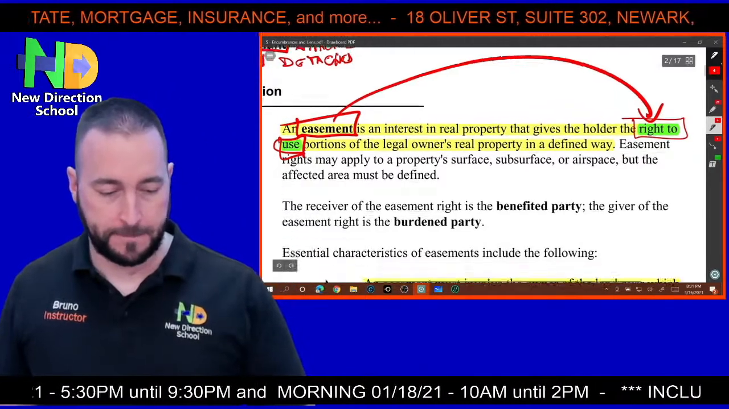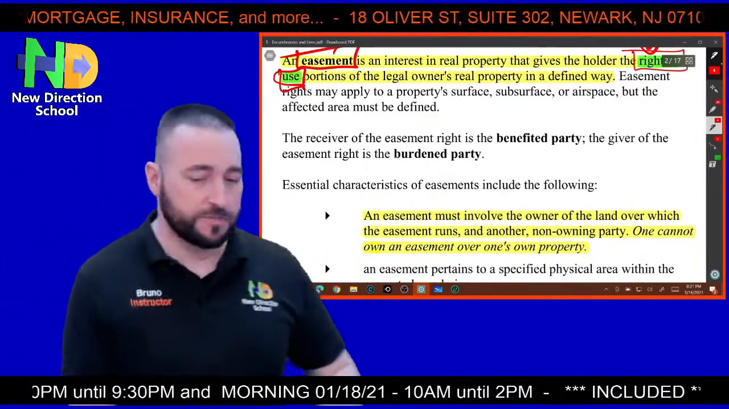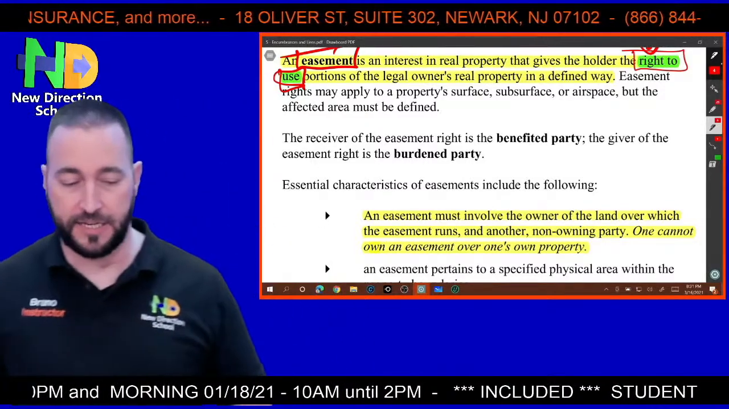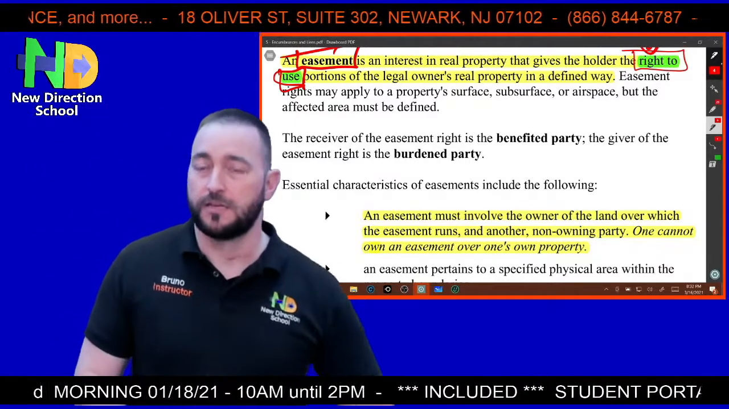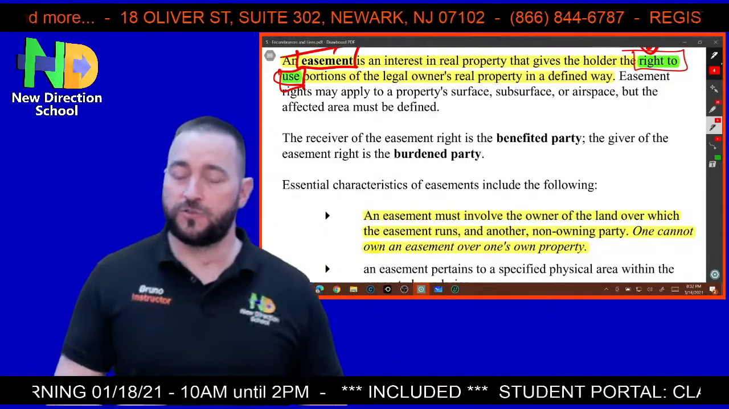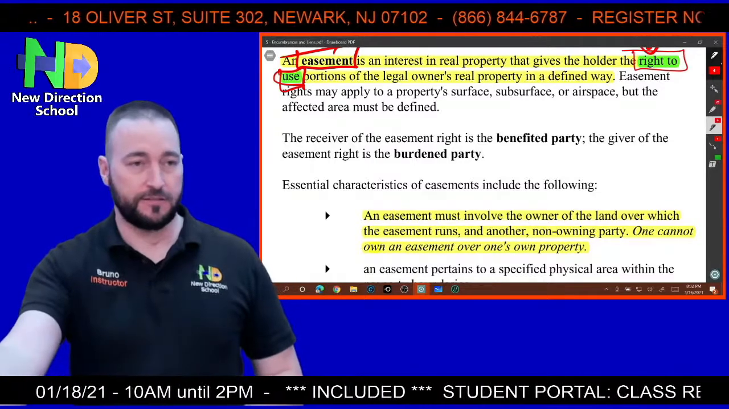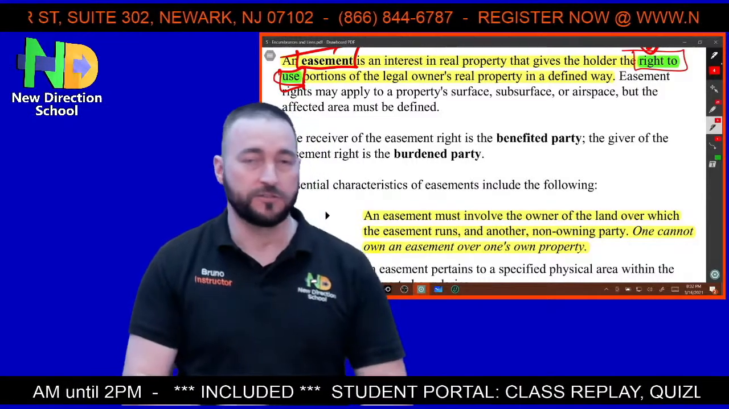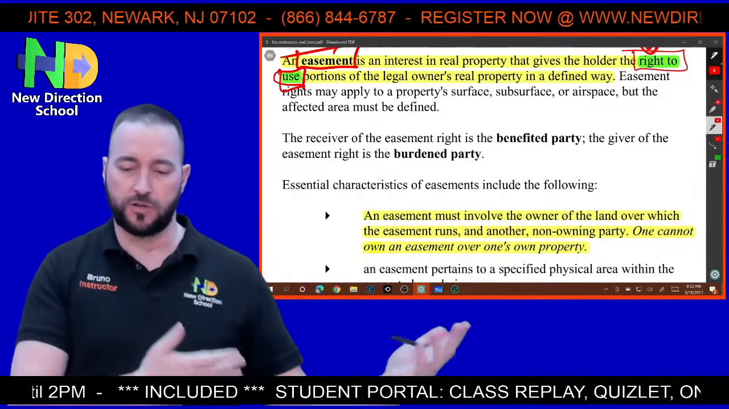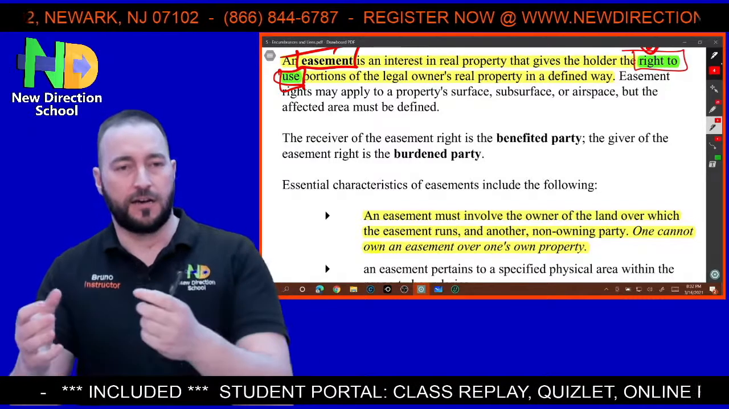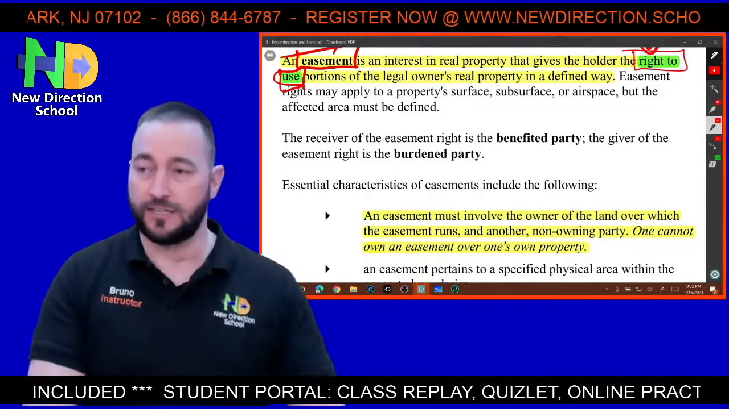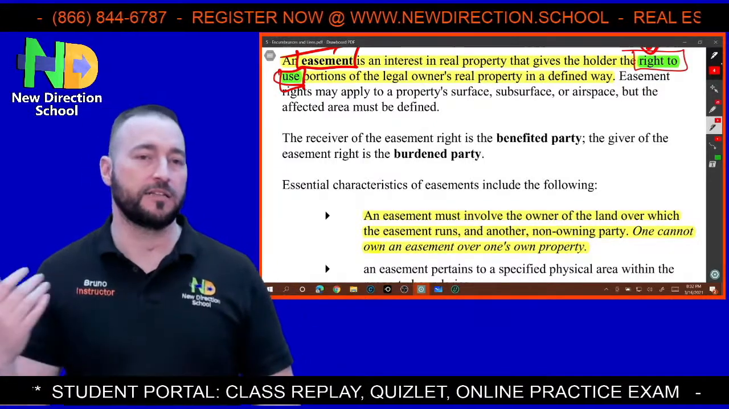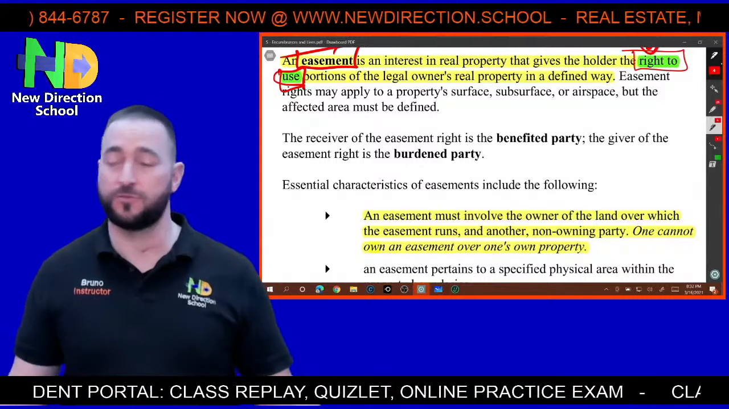All right. Now, the receiver of the easement right is the benefited party, and the giver of the easement right is the burdened party. Why? Because you're taking advantage of it, you have the benefit. I'm losing, so I have the burden of it. I have to allow you to go through my property, so I have the burden of it. Another way to look at it, we'll talk about it in a little bit, is whoever dominates, right, and whoever serves. It's the same thing. So benefit is the dominant, and the servient is the one with the burden, because they have to allow.